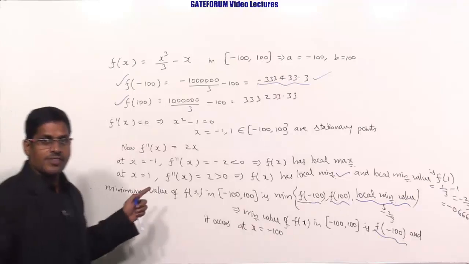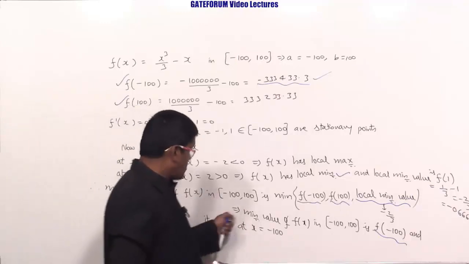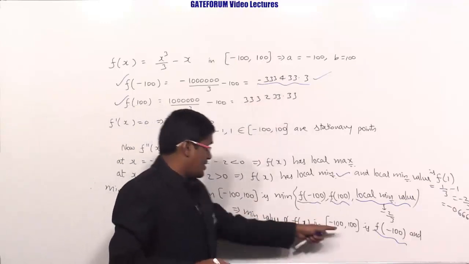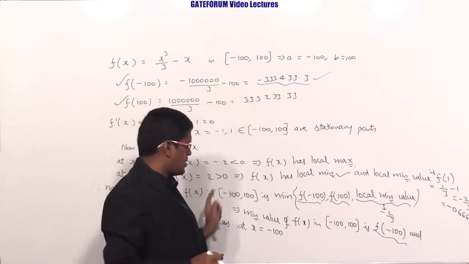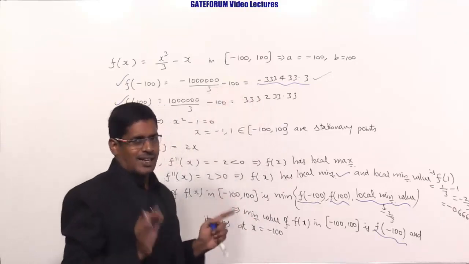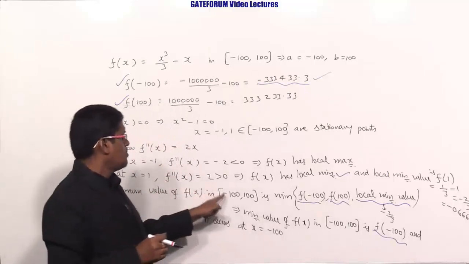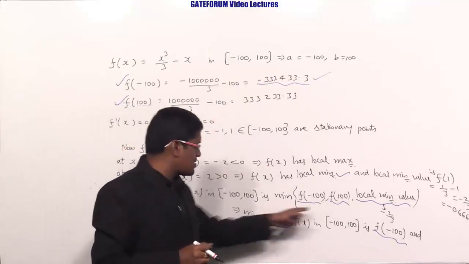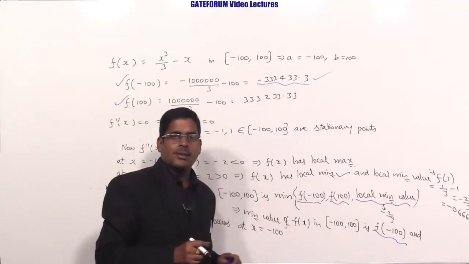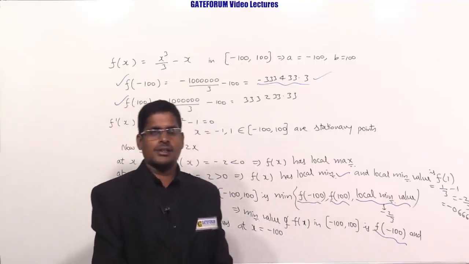So they are not asking for the minimum value, but to decide the minimum value we have to simplify these values. That is why they ask directly where it occurs, meaning the position of x. So at x equal to minus 100 you have the minimum value under this condition. So the answer is minus 100. This is the end of the question.